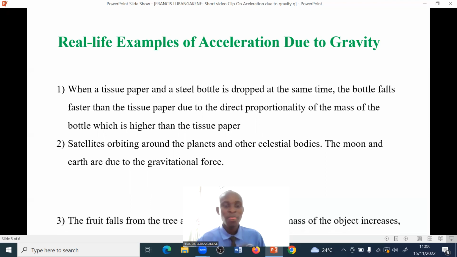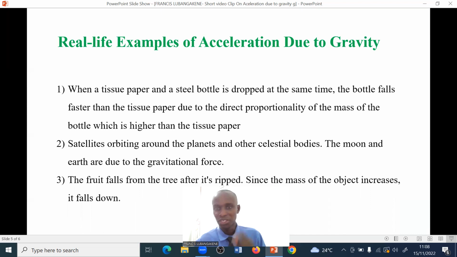Our next example is the fruit we have just been demonstrating: the free-falling fruits from the mango trees, or from whichever trees you may find in your vicinity.